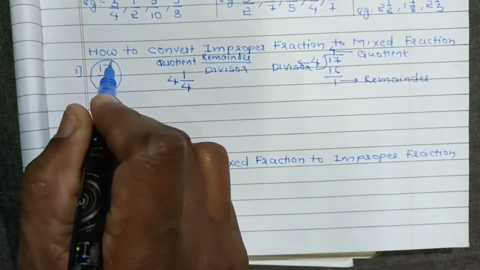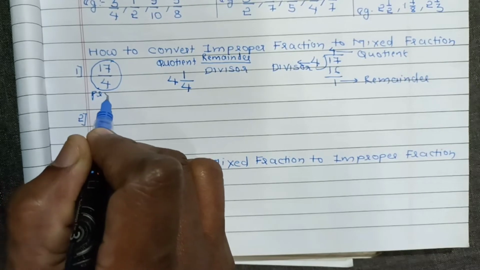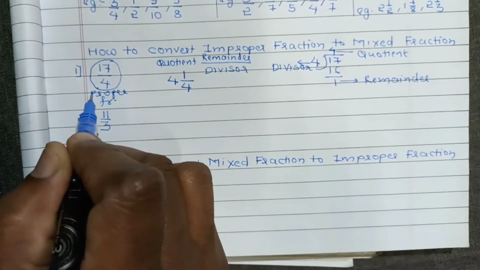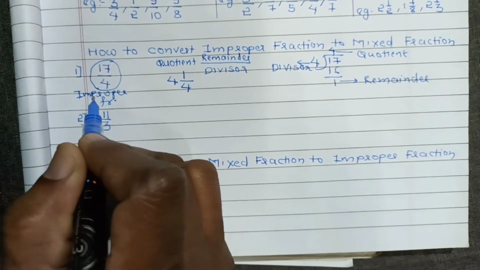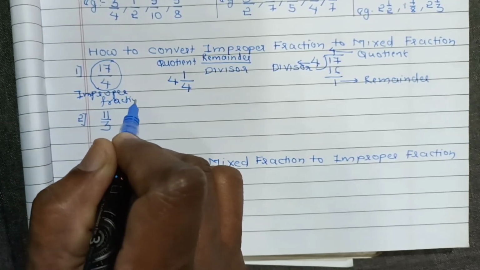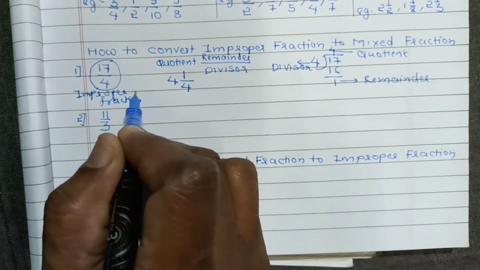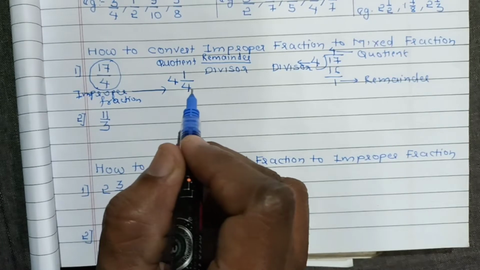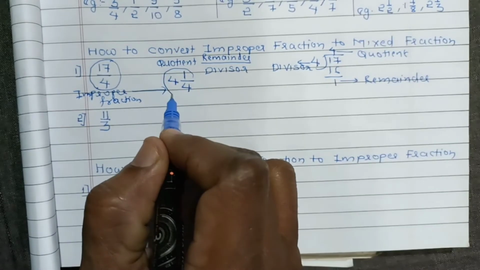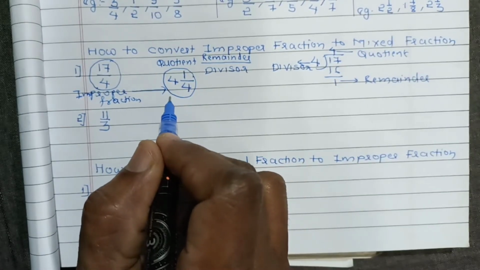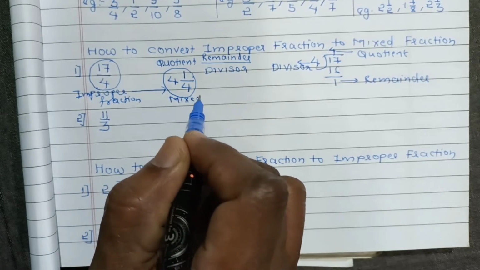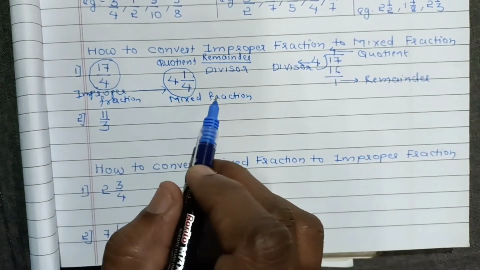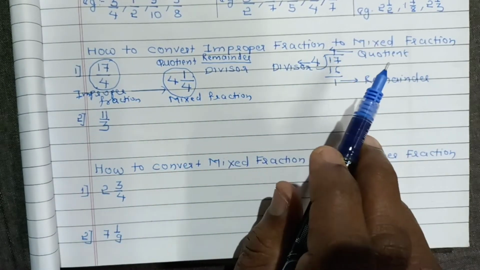It was an improper fraction, sorry, and I have done the conversion of improper to mixed fraction. This is 4 into 1 upon 4, a mixed fraction. So how to convert? Only one time you have to do the division.